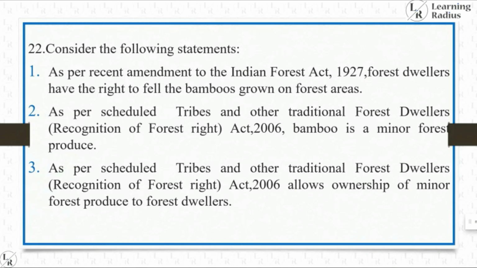Let's come back to the statements once again. As per the recent amendment to the Indian Forest Act 1927, forest dwellers have the right to fell the bamboo grown on forest area. That is wrong.